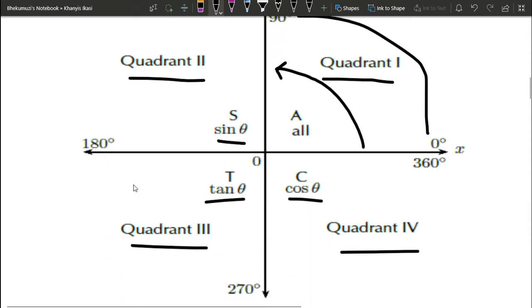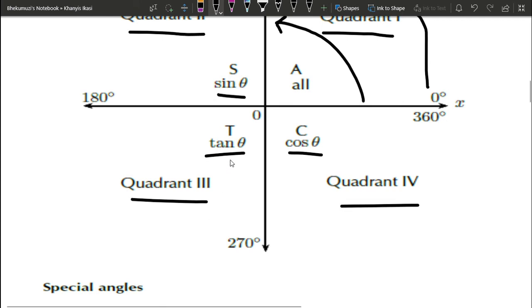So for instance, if we had cos 181 degrees, that will give us a negative answer, because we know it's in the third quadrant, and the only thing that is positive there is tan.